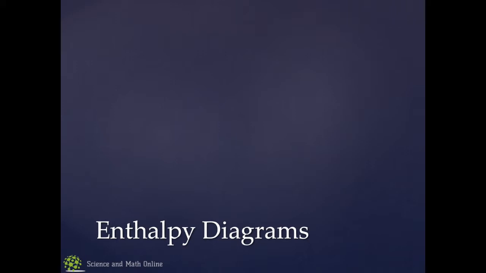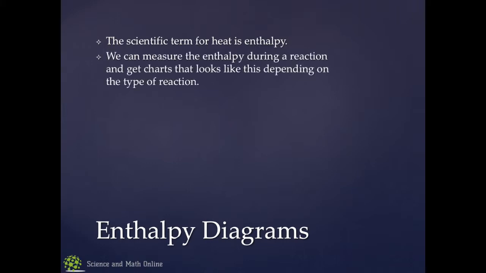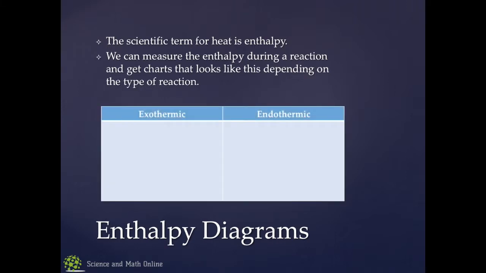All right, so the scientific term for heat, and I don't know why they do this, is enthalpy. What's even crazier is the symbol for enthalpy is H. So we're not going to call it heat, we're going to call it enthalpy, but then we're still going to give it the symbol H. Confusing. Okay. I understand why they don't use an E, because E is for energy and everything else. There are lots of E's out there, but it's given the symbol H, and we can measure the enthalpy during a reaction and get charts that look like this depending upon what type of reaction you're looking at.